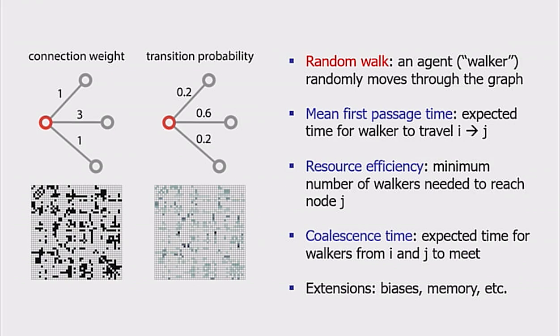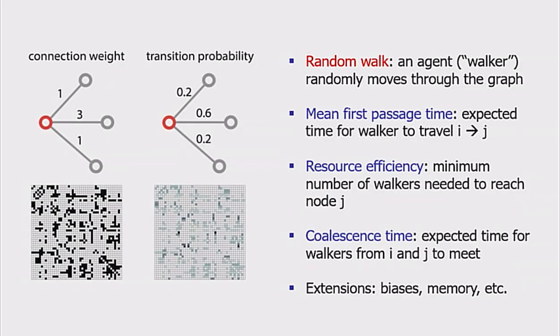You can also ask, if I was to start simultaneously two random walkers in node I and node J, so for instance you have simultaneous transduction of a visual stimulus and an auditory stimulus, what is the expected time at which they will meet? What is the coalescence time? And so with these sorts of statistics now, unlike with shortest path routing, we're in the realm of expected values, probabilities, bounds, and so on. But the idea is very similar.